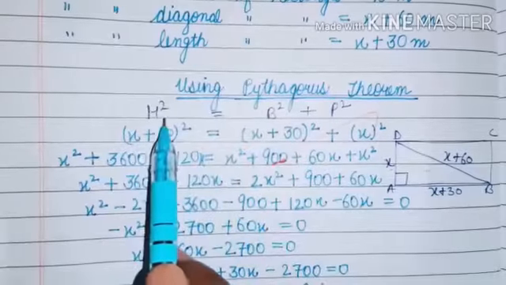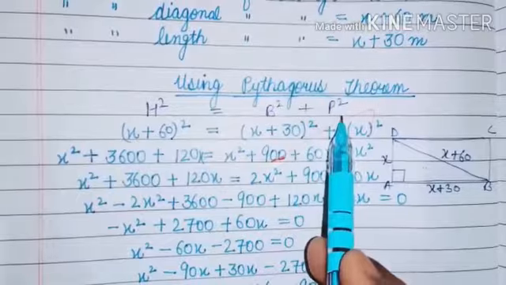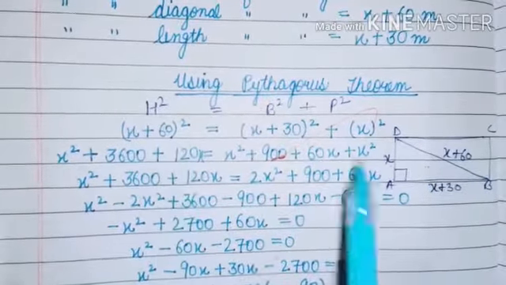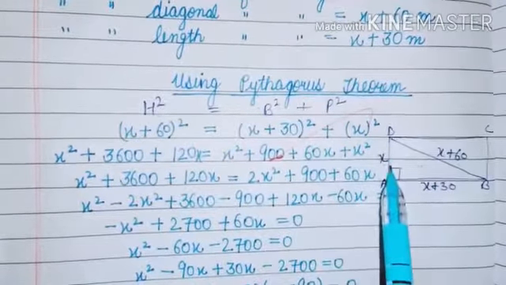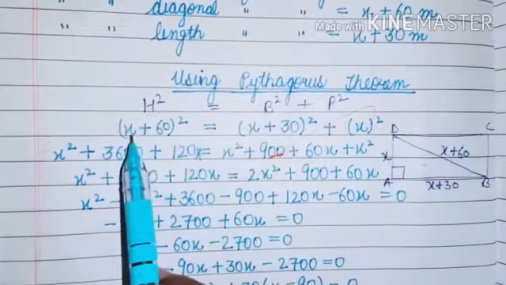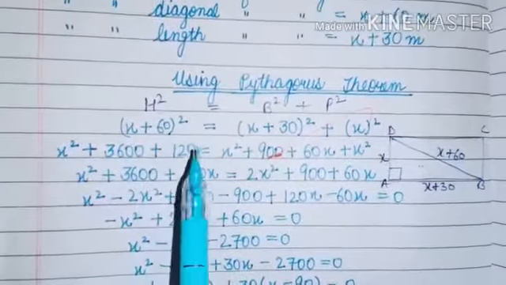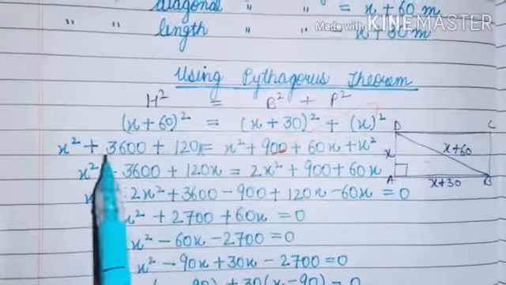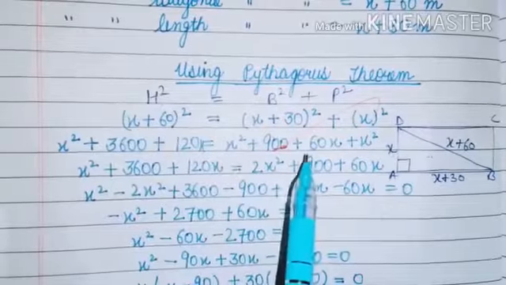According to Pythagoras theorem, h square is equal to, h means hypotenuse square, is equal to base square plus perpendicular square. Here h is x plus 60, so (x plus 60) whole square, base is (x plus 30) whole square, plus perpendicular is breadth, it is x square. Now here for (x plus 60) whole square, we will apply the identity (a plus b) whole square. So in both cases, x plus 60 and x plus 30, we will open the identities.